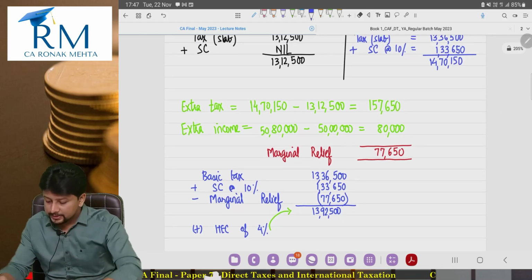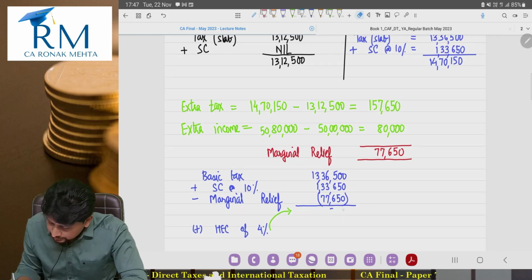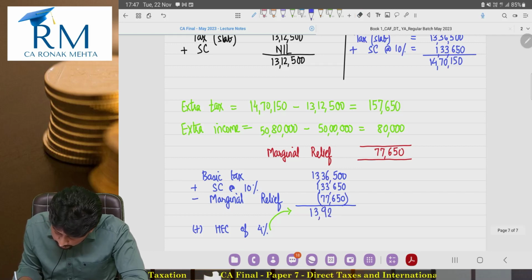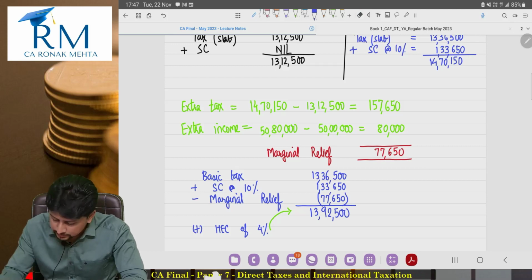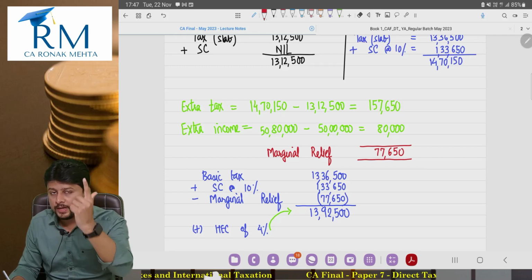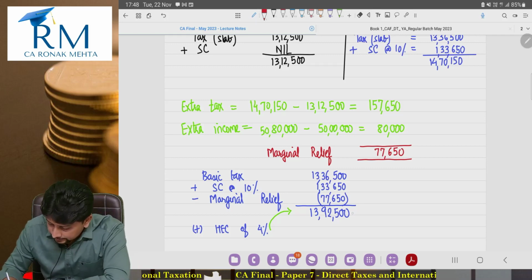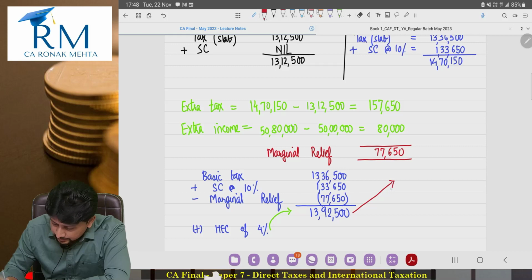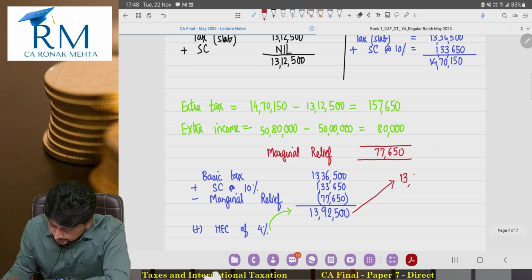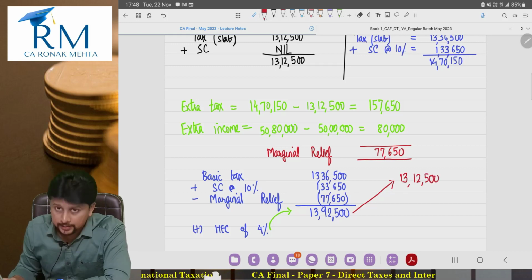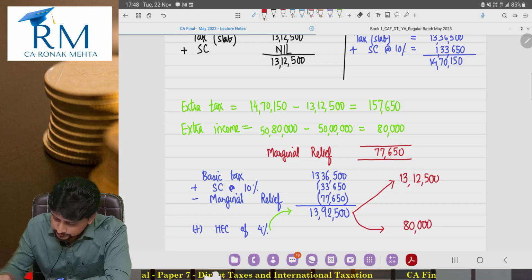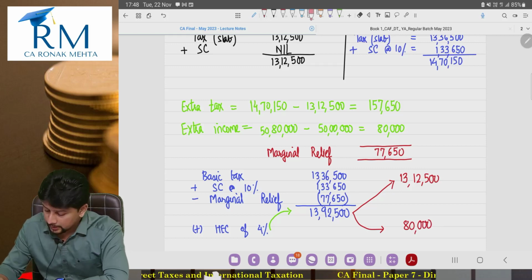Now, the reason I finished this calculation is I want a student to understand the analysis of this. If somebody understands numbers, you will in a minute understand what this is. This 13,92,500 is actually nothing but 13,12,500 and that 80,000 rupees. Sir, what do you mean?